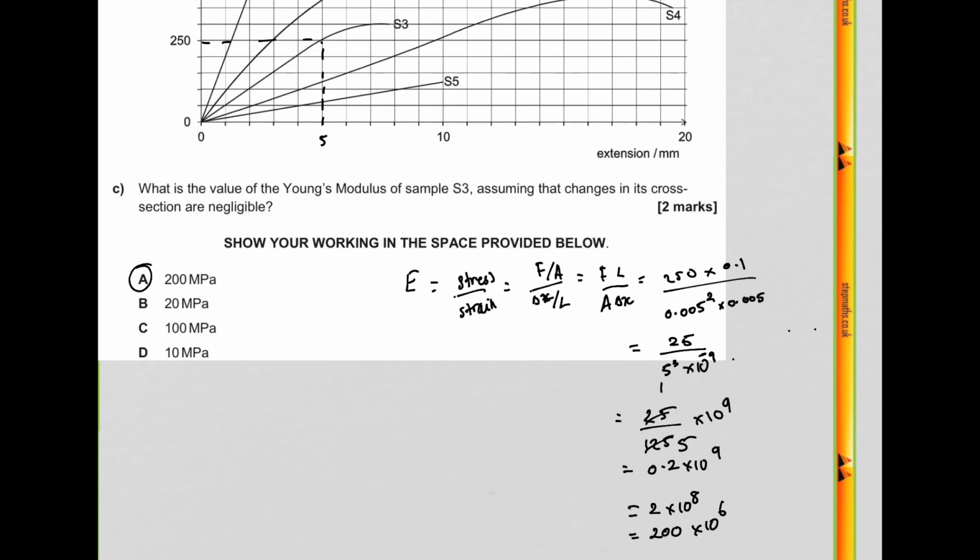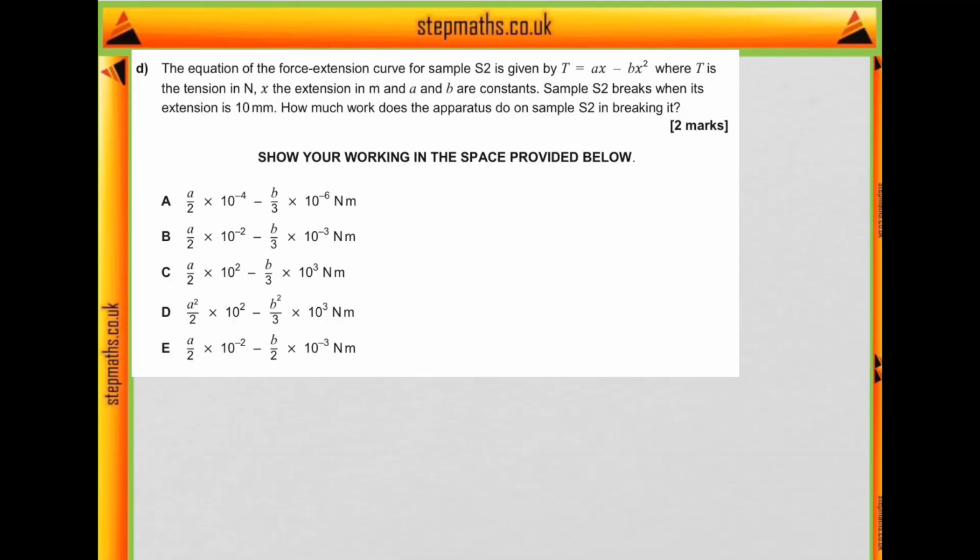Okay, let's move on to the next part of the question. In this question, we're told that the equation for S2 is given by this expression here, where T is the tension in newtons, X is the extension in meters, and A and B are just constants. We're told that S2 breaks when its extension is 10 millimeters. Let's convert that to meters, so that's 0.01 meters. And we need to find the work done when the apparatus on sample 2 breaks.